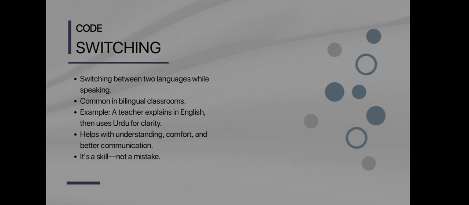For example, a teacher may start explaining the topic in English, then switch to the students' native language to make the idea easier to understand. And the student may also switch language when asking a question to express themselves more clearly. Code switching helps learners build comfort and allows better communication. It's very useful.